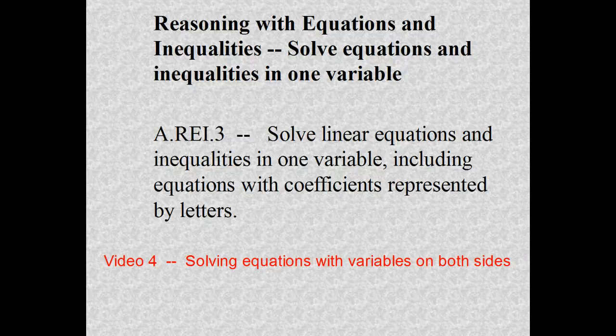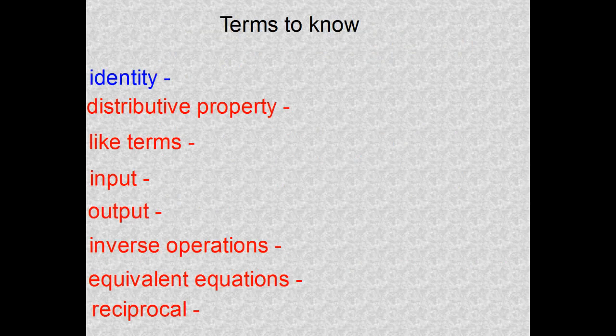A.REI.3, this is Algebra, Reasoning with Equations and Inequalities, Part 3, Video 4, Solving Equations with Variables on Both Sides. We have one new term in our journal. It's called identity. I'd like you to pause the video and define that word.